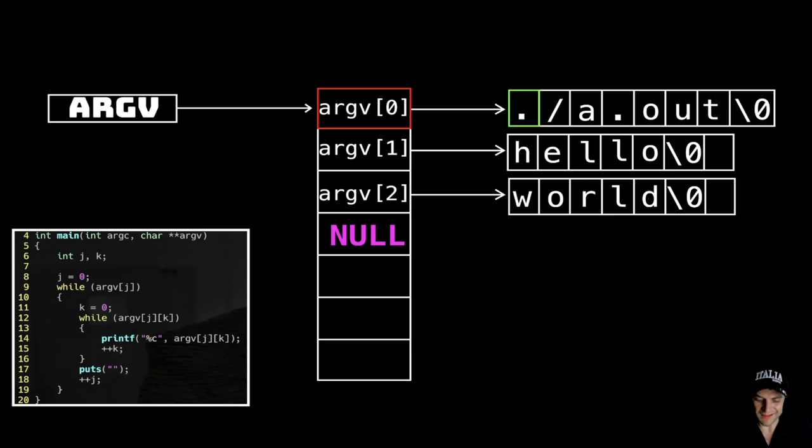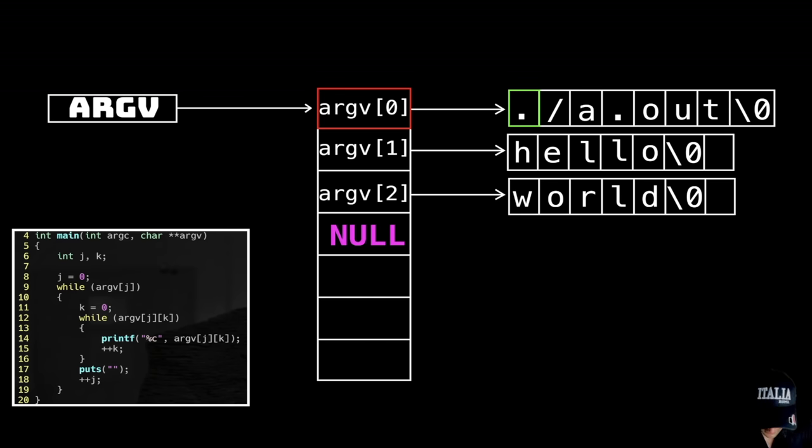So here, my friend, I have a little algorithm that is able to print all the chars inside the argument vector. And this is a very good representation of what the argument vector is. As you can see, you have a pointer, argument vector, that is pointing to a series of pointers that here I have depicted as an array of pointers. Later, I will explain this idea better.